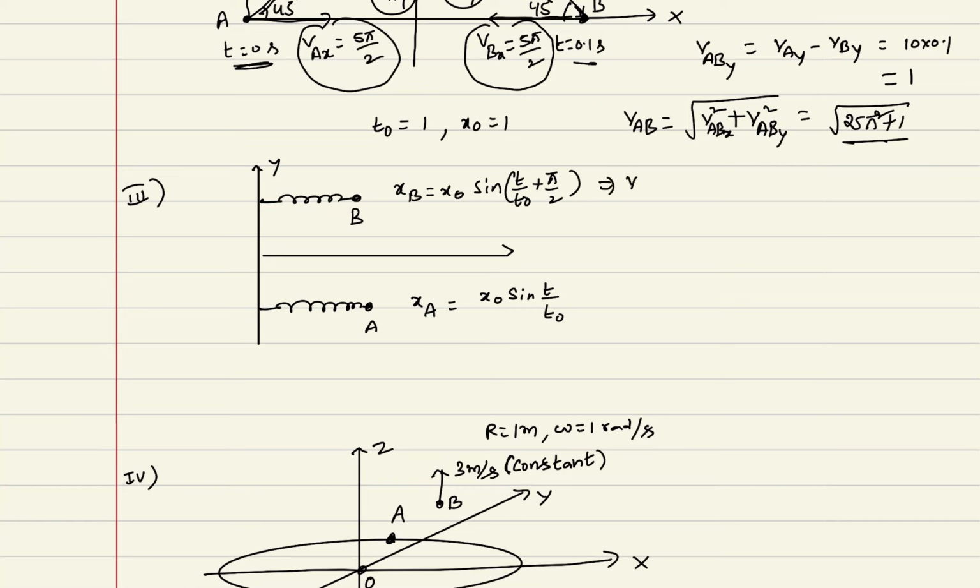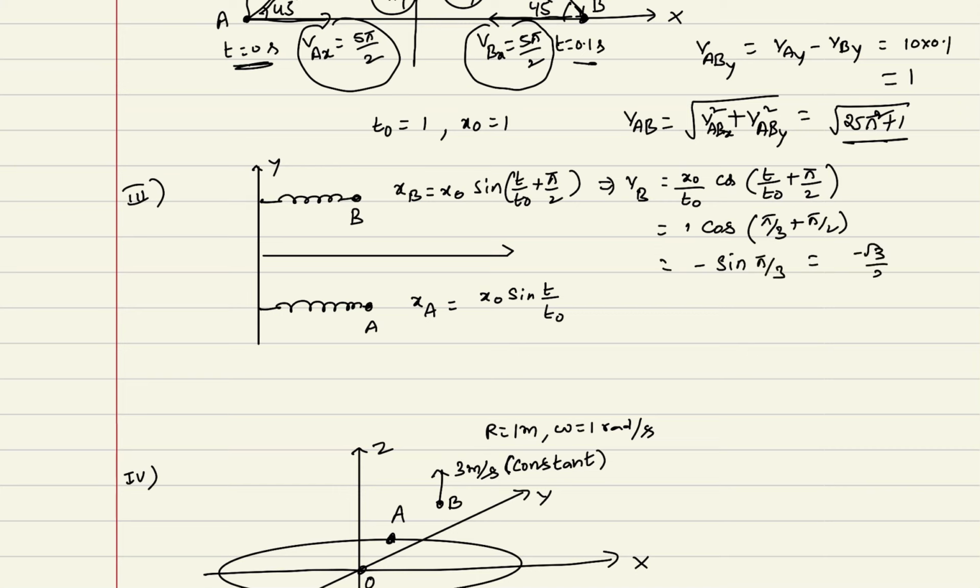They are asking about the two particles moving like this. Velocity of B can be written as x naught divided by t naught into cos of t by t naught plus pi by 2. Now substitute t equal to pi by 3. At pi by 3 this value is 1 times cos of pi by 3 plus pi by 2. Cos of 90 plus theta is minus sin theta, so you get minus sin pi by 3, which is minus root 3 by 2. It is moving along the left side.